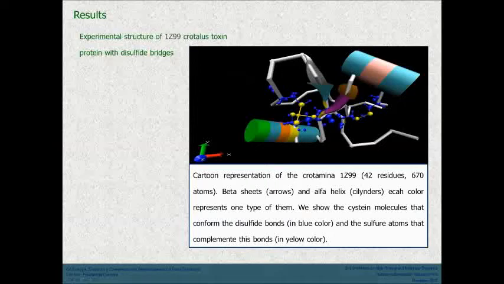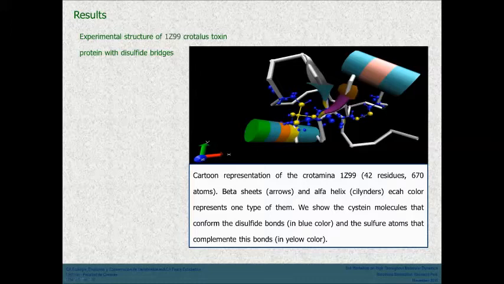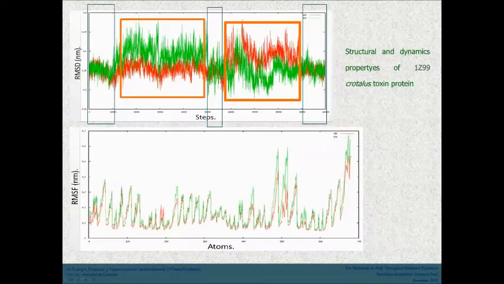that have this conformation to represent different kinds of parts of them. This is a simulated protein. We can see some folds and some bonds that compose this toxic protein for snake. This is our more or less preliminary results. We can see the structure and dynamic properties of this protein.